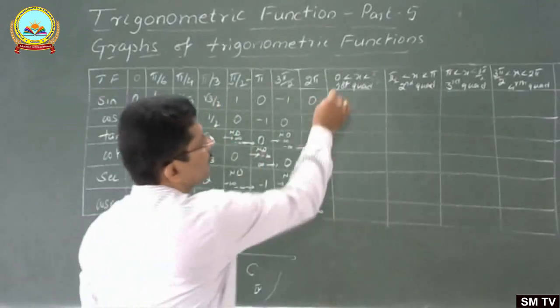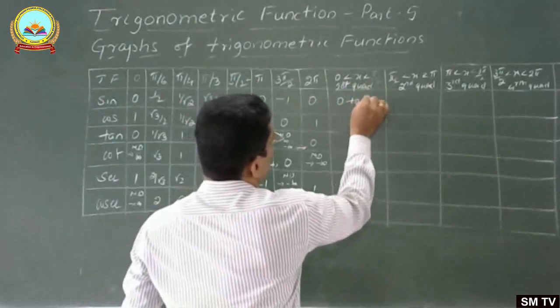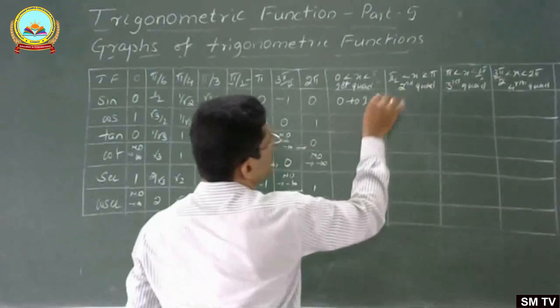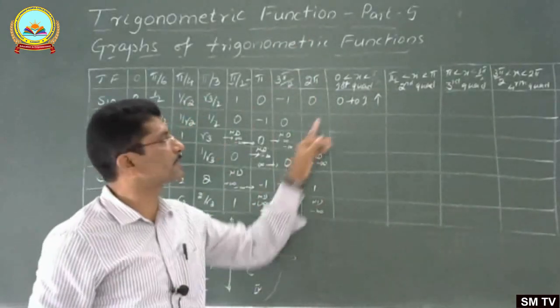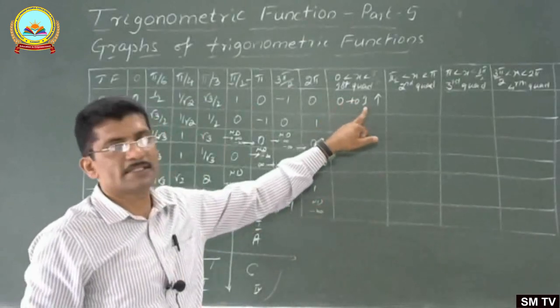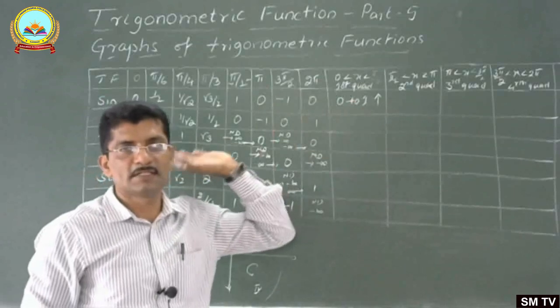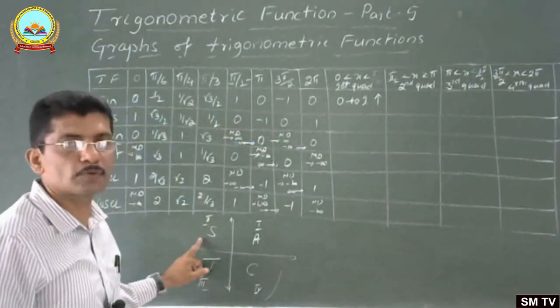Here you know that in the first quadrant, the sine function goes from 0 to 1. This one is increasing. Therefore, the curve is always in the upward direction from 0 to 1. Starting from 0, its end point is equal to 1. Is it clear? The next one is in pi by 2 to pi, where the sine function is a positive function.